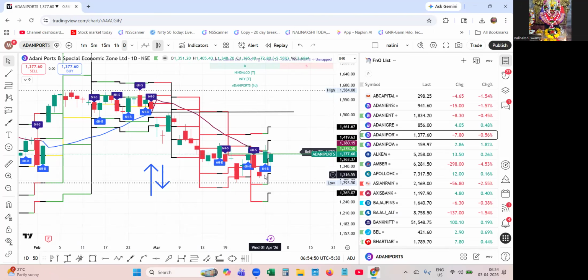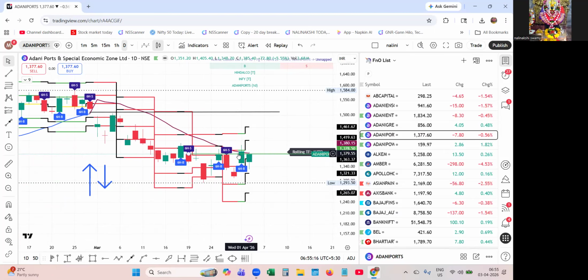Now, instead of continuing to fall aggressively, prices started moving sideways. Now, this sideways movement is not random. This is where smart accumulation normally happens. So, you are seeing 6-hour buy and 6-hour sell.